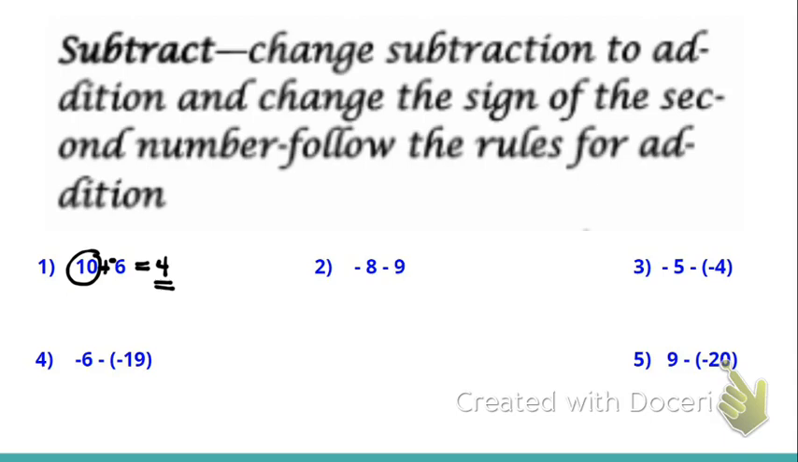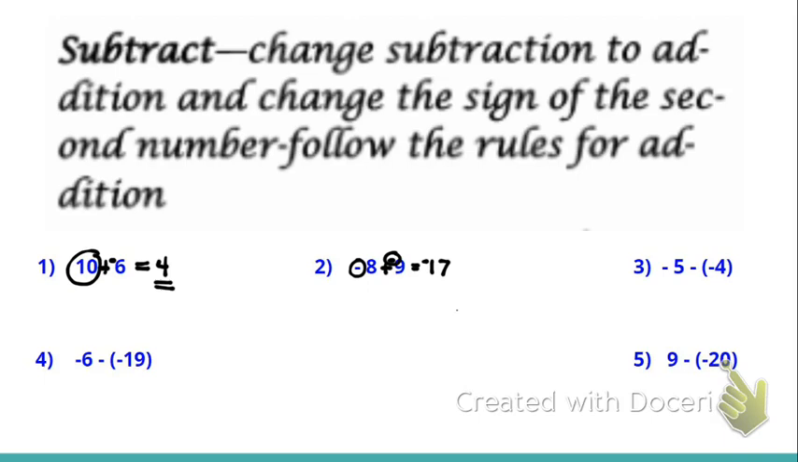Number 2, change the subtraction to addition and change the sign of the second number. Now what do we do? We add, right? Same sign, we add. 8 plus 9 is 17. And is it positive or negative? Negative, because both of them were negatives. Yes. Okay? All right, next. Let's look at the next one. And remember, the whole purpose of this parentheses is so you don't have two negatives or two minuses next to each other, because that gets confusing.